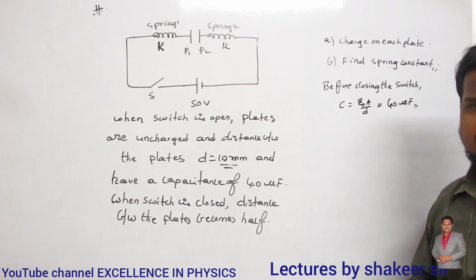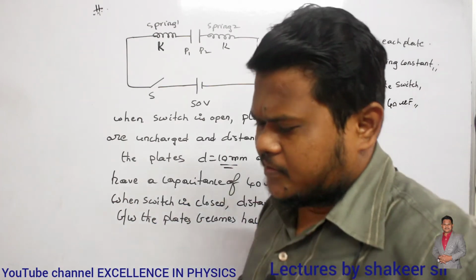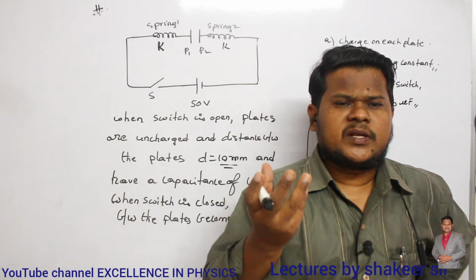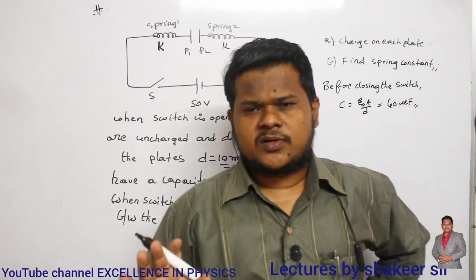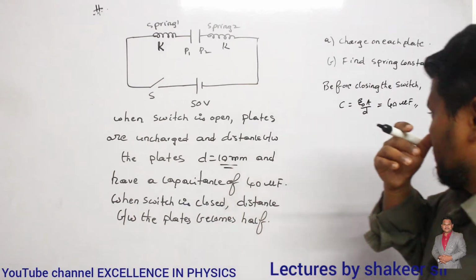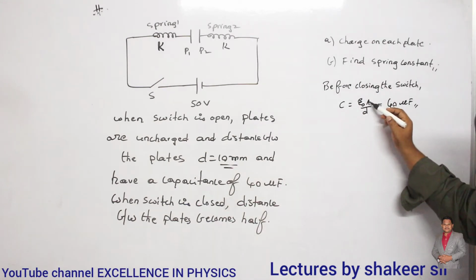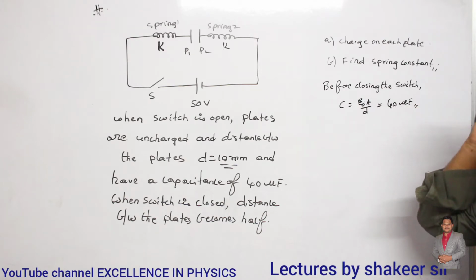Clear? So capacitance is independent of charge, ma. Already we have discussed in the previous classes, no ma? Capacitance is the ability of the capacitor to store charge. Capacitance does not depend upon the charge stored on the capacitor. Clear? Okay. So capacitance depends on the distance between the plates, the area of the plates, and the dielectric, the medium which is present in between the plates.